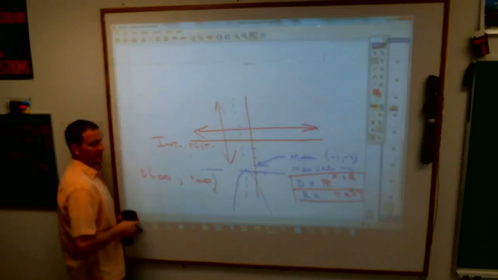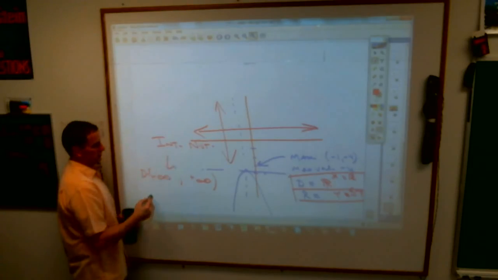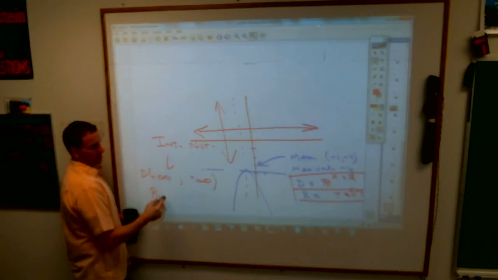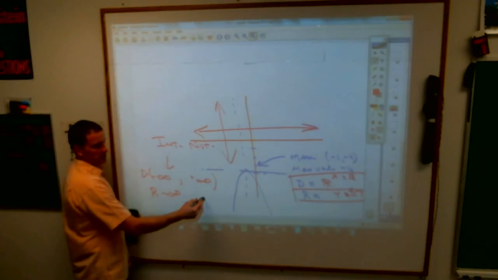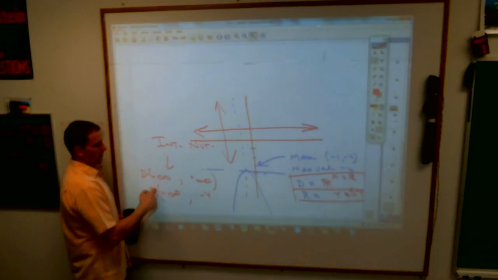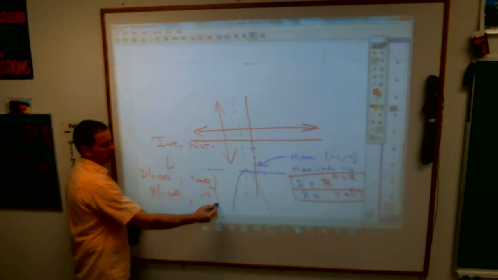Parenthesis. Is that right? Yeah. So this is the domain in interval notation. The range starts at, what's the lowest it goes? Negative infinity, and goes to the highest, which is -4. Infinity is always a parenthesis. It equals that, so you go with that, I believe.